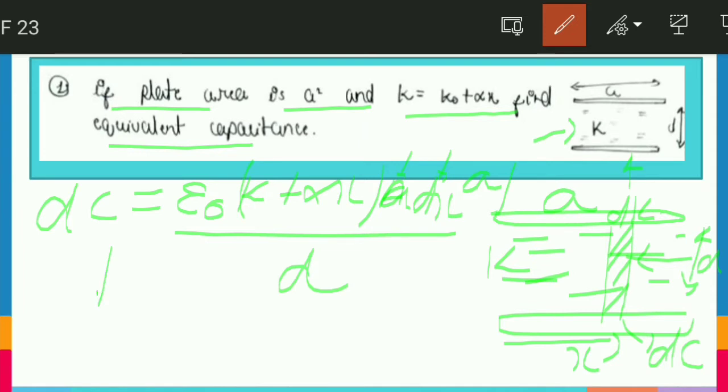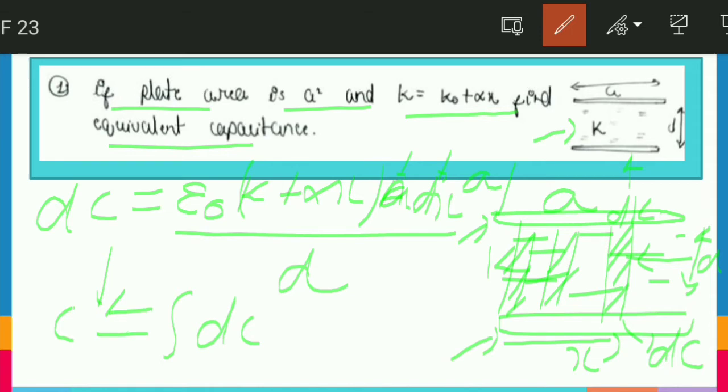So what will be the total capacitance? It will be equal to the integration of dc. Why? Because all these small plates are in parallel connection. As you can see, they are at the same potential, so the equivalent capacitance will be the integration of dc. Let's integrate it, and from where to where? 0 to length a. After simplifying, let's see what we get.